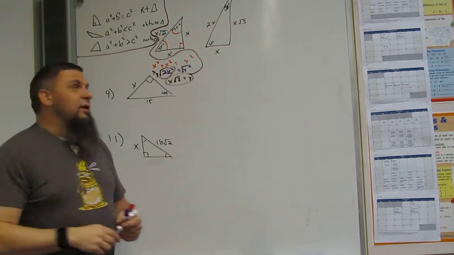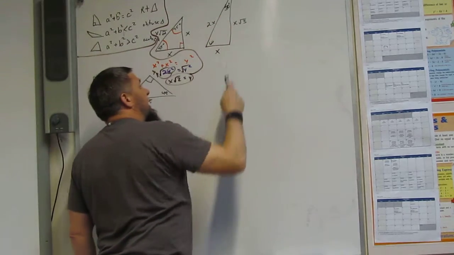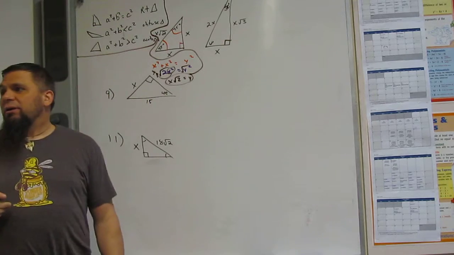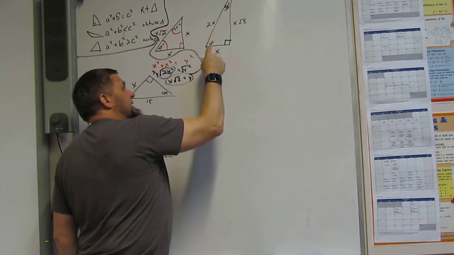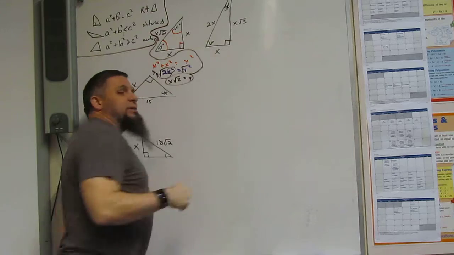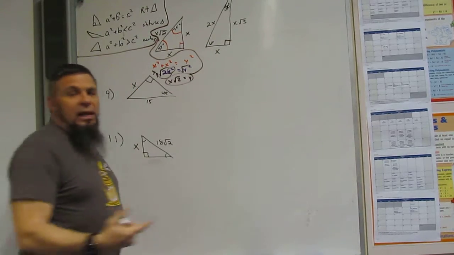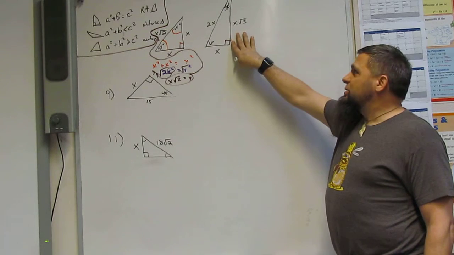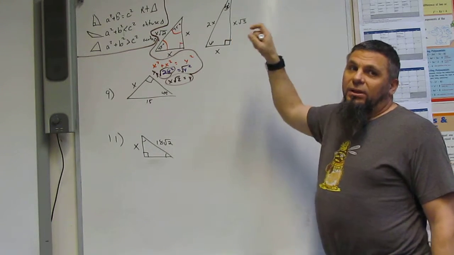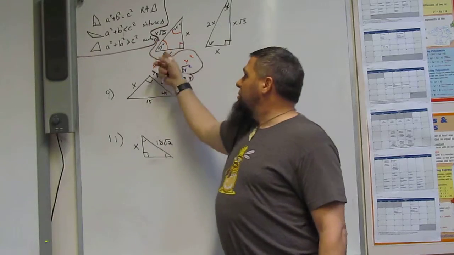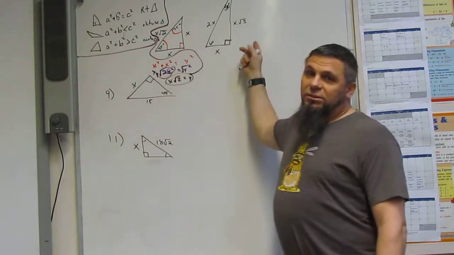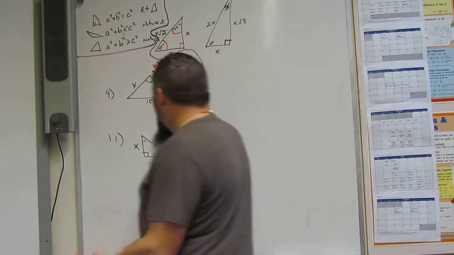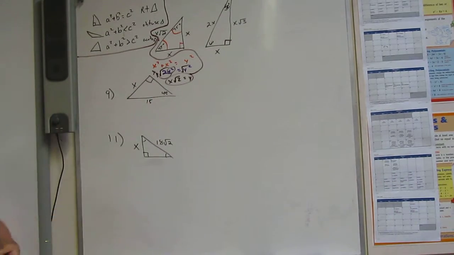What you'll find with 30, 60, 90 is that if the small side is x, the hypotenuse is 2x, and the other leg is x square root 3. These are going to be crucial to have in your cheat sheet to use on the test. Alright? So, number 9 has a 45.